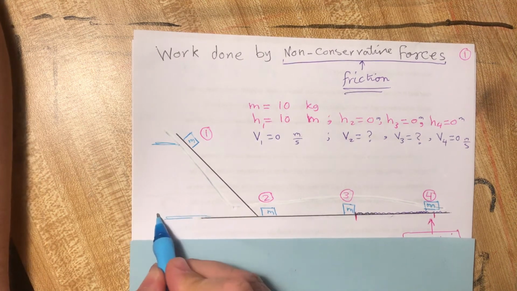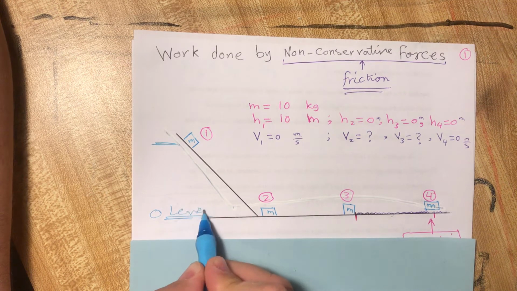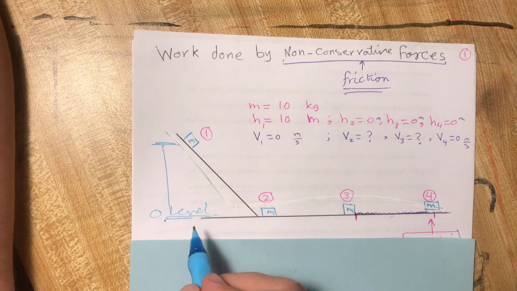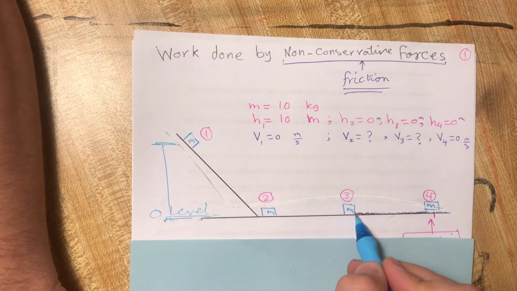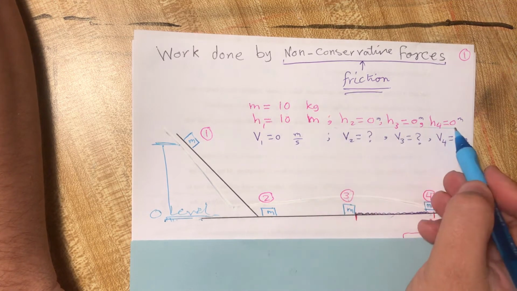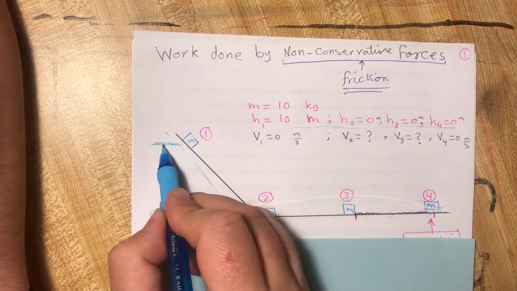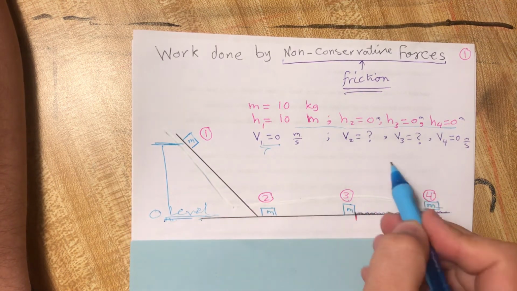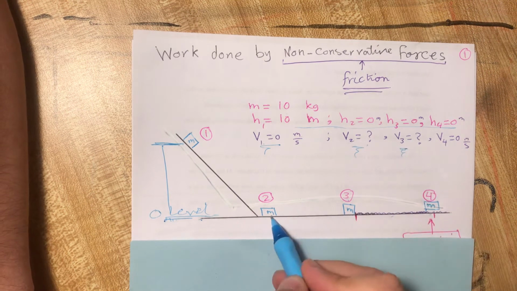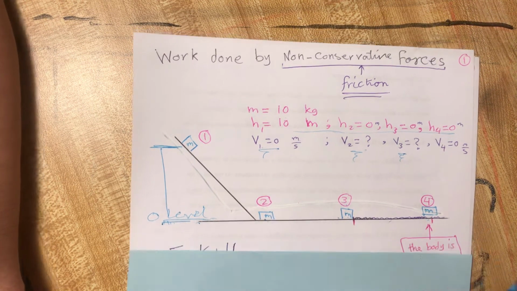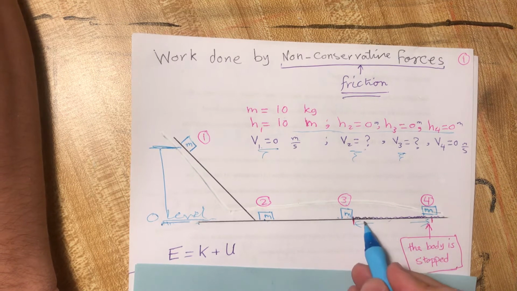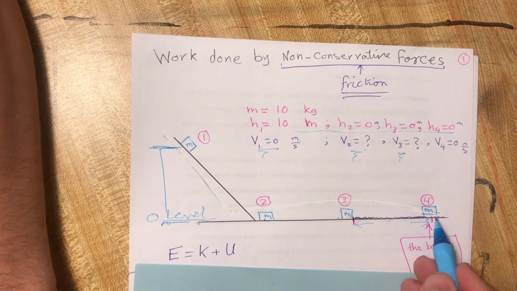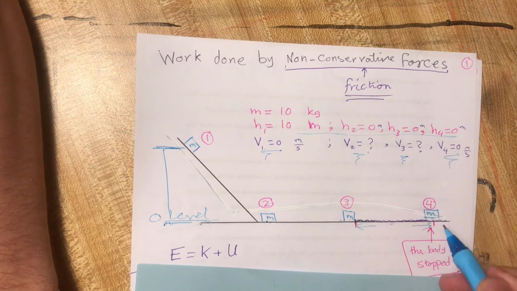At point number 2, because this is our zero level, we need always to pick our zero level. The altitude h at point number 2 and point number 3 and 4 is 0 meters. The velocity at point number 1 is 0, but the velocity at point number 2 and 3 is unknown. But the body, after passing a distance, which will be given later, stops because of the friction. So the velocity at point number 4 is 0 meters per second.